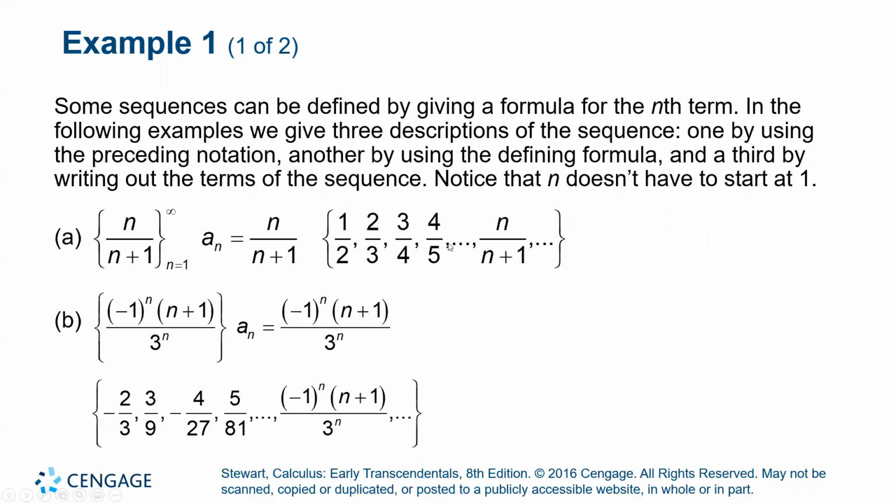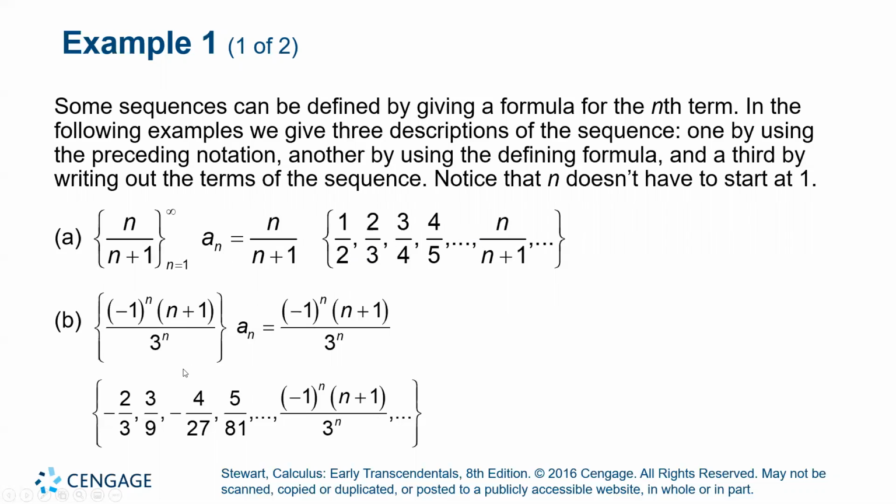So it can be very helpful to list out those terms to get a better idea for yourself of what this sequence really looks like. So what we have on this first line is 3 different ways of identifying the same exact sequence, okay? So in part B, we have the same 3 ways, but the formula is a little bit more complicated, so it took more room to write it.